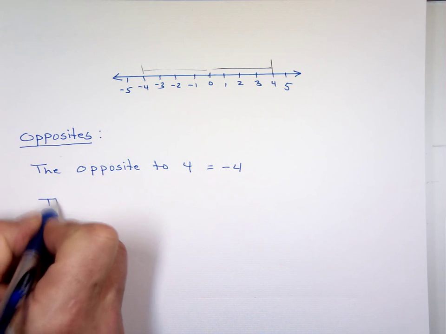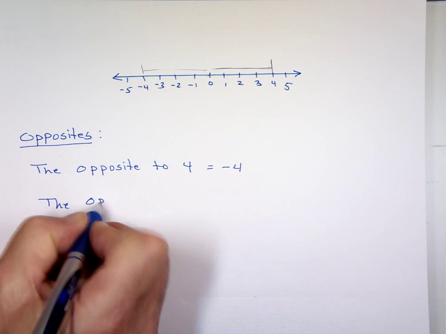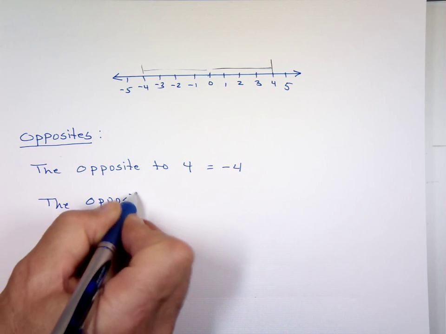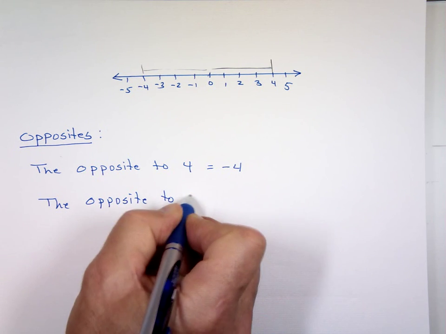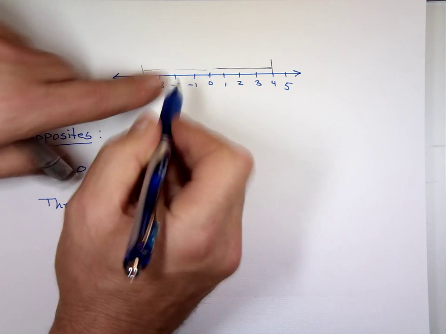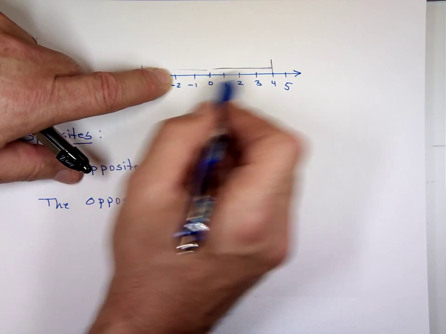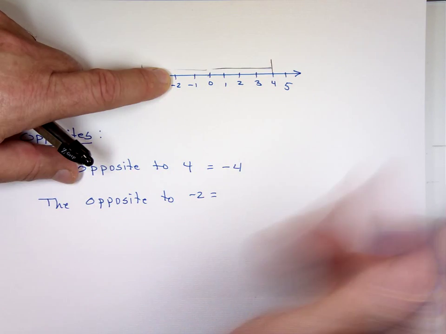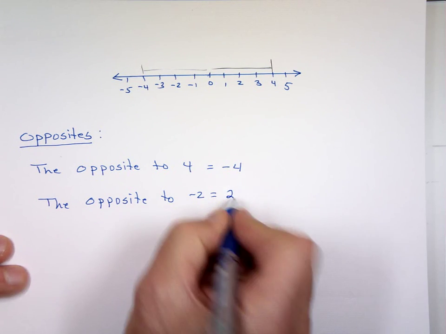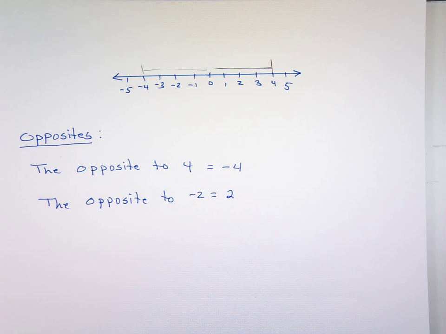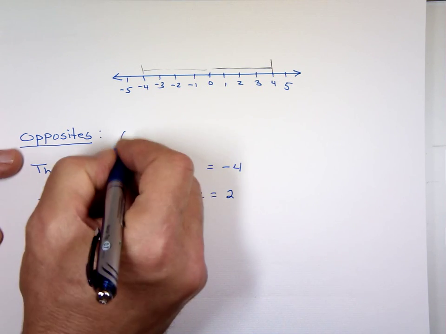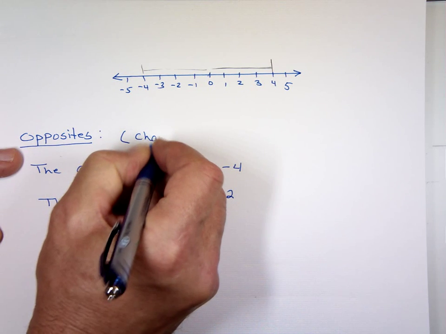The opposite to -2 is what? How far is -2 from the 0? 2 units? So what's 2 units away from it to the right? Because this was on the left. +2. So basically what you're doing is you're changing the sign. That's what opposite is. To get the other number, you change the sign.